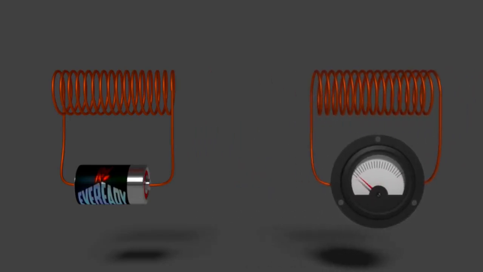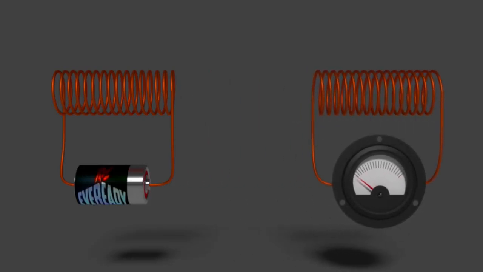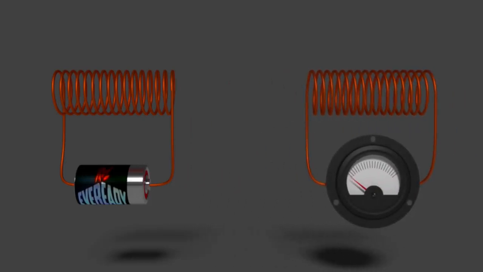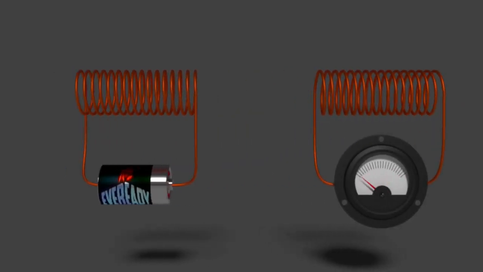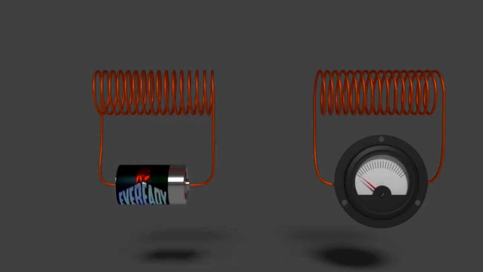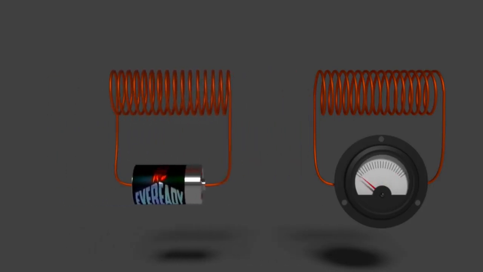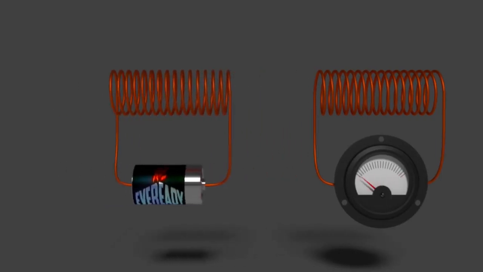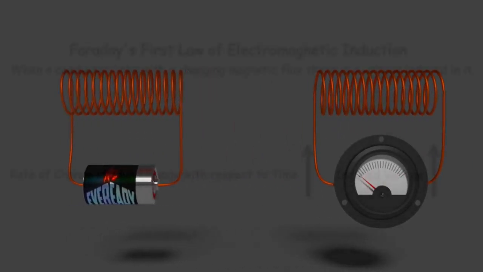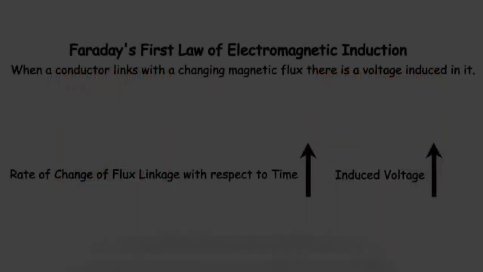Now, we will move the second coil faster inside the influence of the magnetic field of the first coil. We will see that during faster movement of the second coil, there is more deflection of the pointer of the galvanometer connected to it. The same thing happens if, instead of the second coil, we move the first coil faster. So, when relative motion between magnetic field and conductor increases, the induced voltage across the conductor also increases.